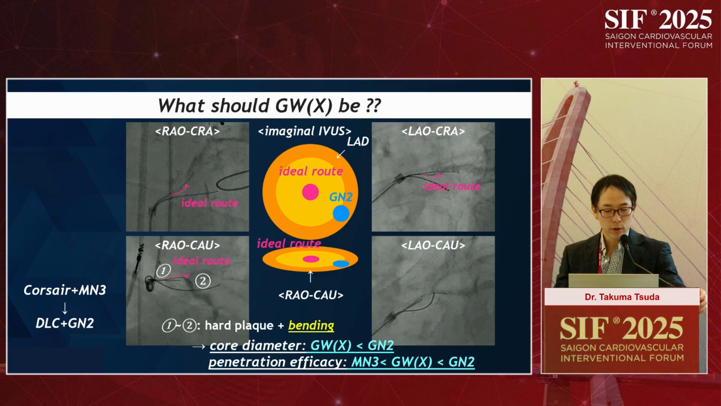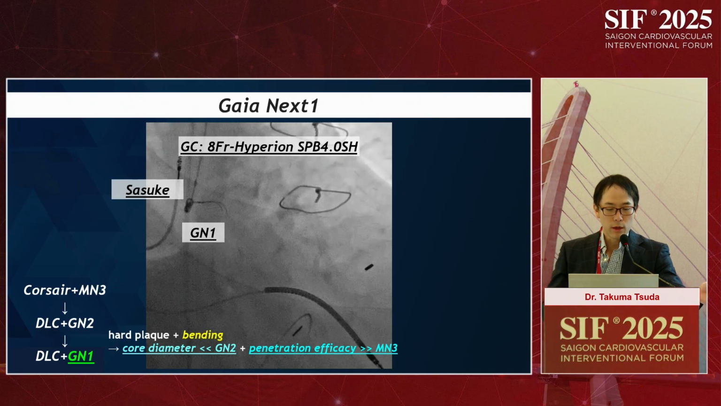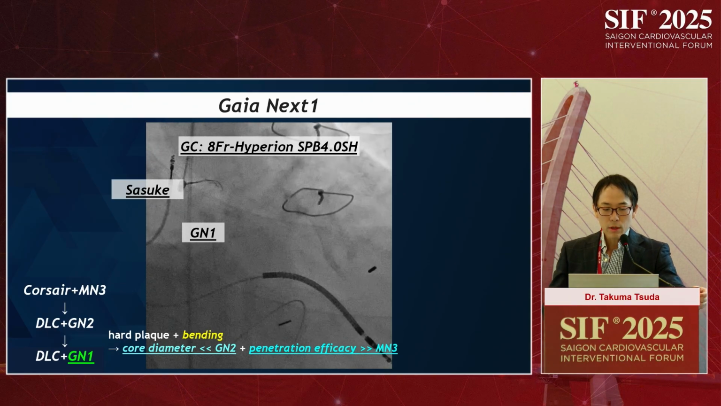So that means that the core diameter should be smaller than the Gaia Next 2, and also the penetration efficacy should be more than the Miracle Neo 3, but less than the Gaia Next 2. So consider what the guide wire X is. So that is the next one.